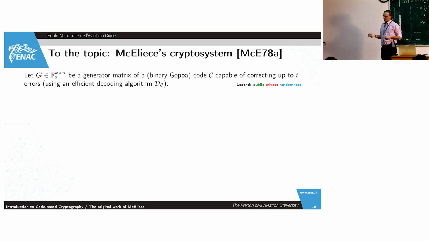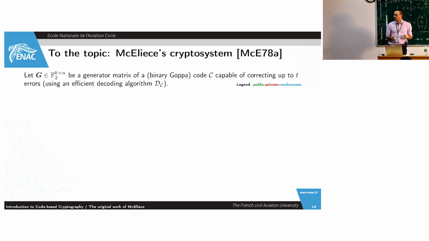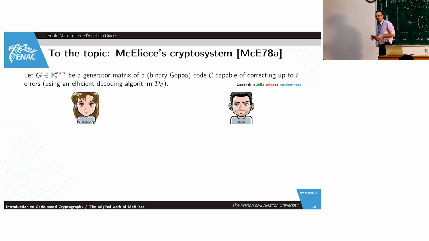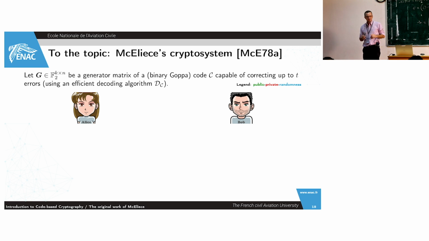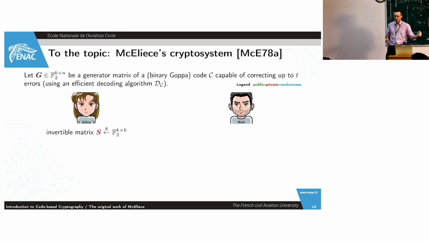And whenever I own this matrix G, I have the associated efficient decoding algorithm, which I denote by decoding of C, D sub C. Okay, are the notations clear? If not, do not hesitate. And to help you follow what is the public key, what is the private key, what is the randomness, I give this legend: what is in green is public, what is in red is private, what is in blue is randomness. Okay? So, we have still our 2 favorite characters, Alice and Bob.